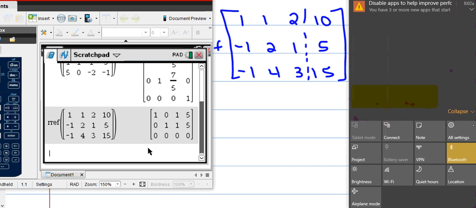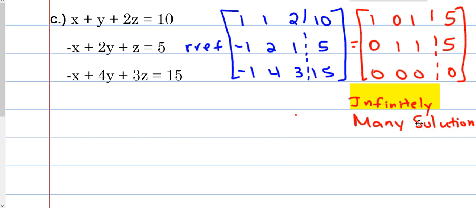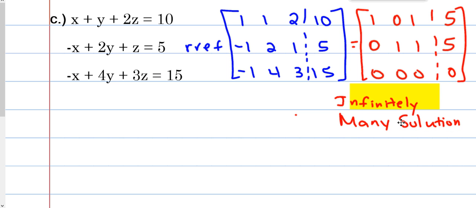Try to squeeze that S in over there. Whoops. I just messed it all up, didn't I? Okay, infinitely many solutions. And there we go. Make sure we highlight everything there. And we're done.